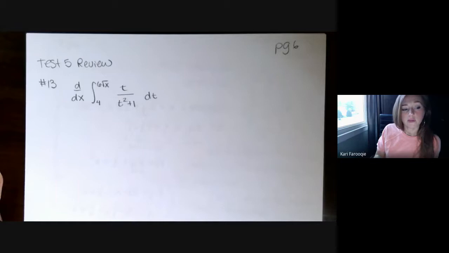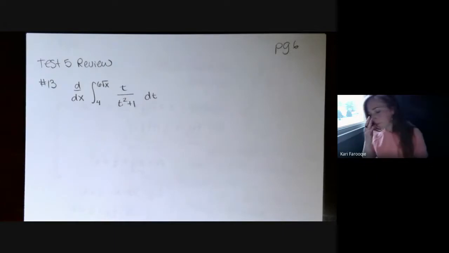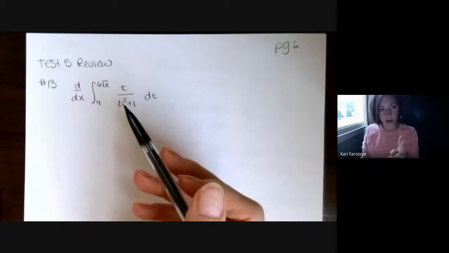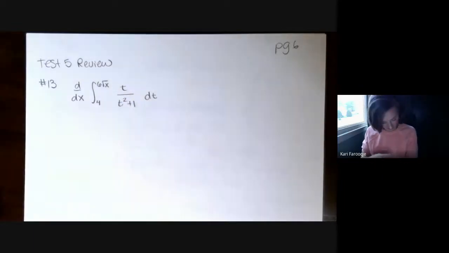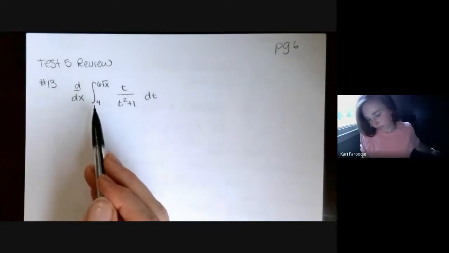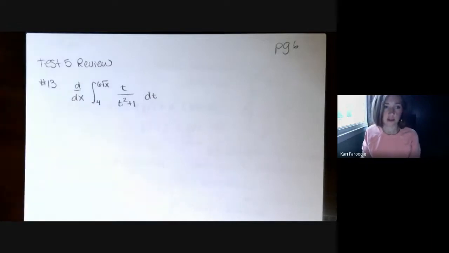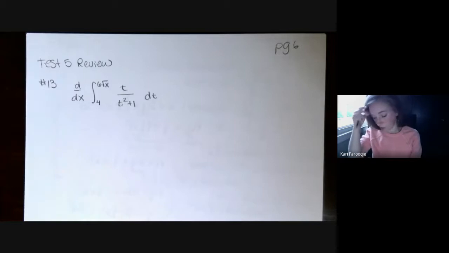All right, so we have the derivative with respect to x. We're going from 4 to 6 square root x of t divided by t squared plus 1 dt. We're being asked to find the derivative using the FTC. All right. So you're going to check 2 things. First of all, make sure that one of your limits of integration is a constant. The other thing you're going to check is just making sure that it's the lower limit of integration that's the constant. If it isn't, you're going to have to multiply by a negative and switch those limits.